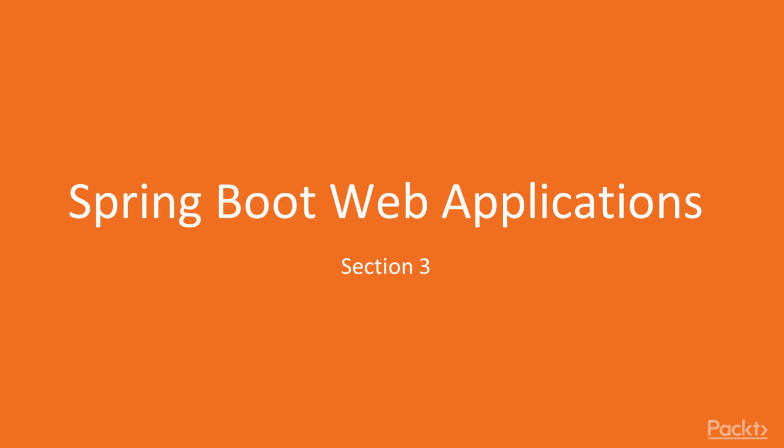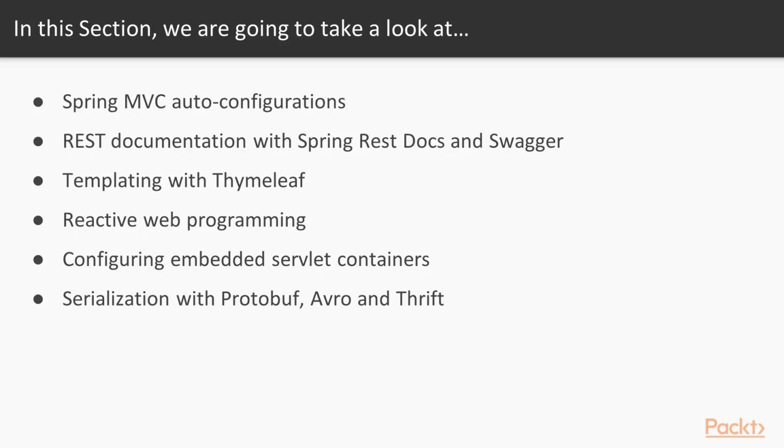Welcome to Section 3, where we'll talk about developing web applications with Spring Boot. Specifically in this section, we're going to take a look at Spring MVC auto configurations, REST documentation with Spring REST Docs and Swagger, templating with Thymeleaf, reactive web programming, configuring embedded servlet containers, and serialization with Protobuf, Avro, and Thrift.